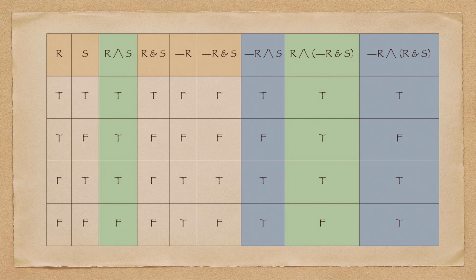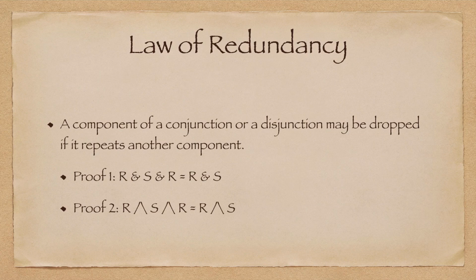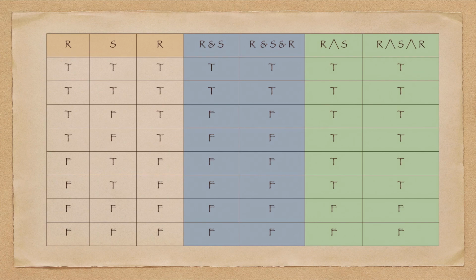Now let's move on to our last law for this video, the law of redundancy. This law is really much less complicated than the others we have been discussing, but proving it requires a little bit more work because we have to add a third statement to our truth table. We're now analyzing a combination of 3 statements. Here is our truth table.